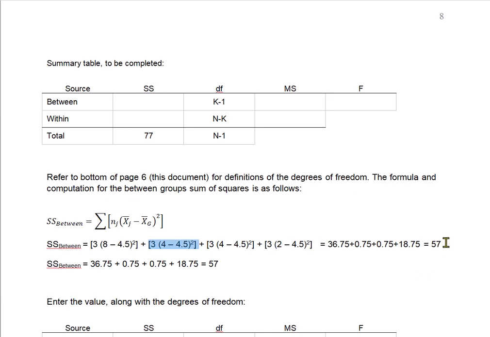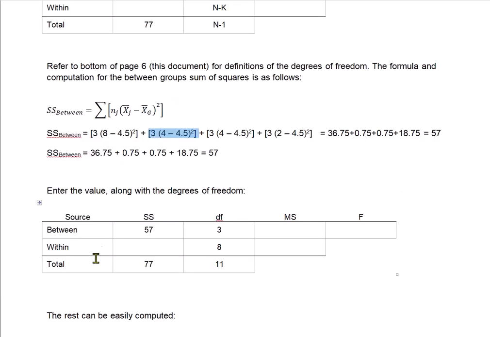And that is essentially your signal in terms of a signal to noise ratio. This is the amount of treatment effect that there is. This is the amount of the variability that can be thought of as differences between groups. We're going to put that here for the between group sum of squares. And because of the additive nature of these three, I take 57, subtract it from 77, and that answer goes here.